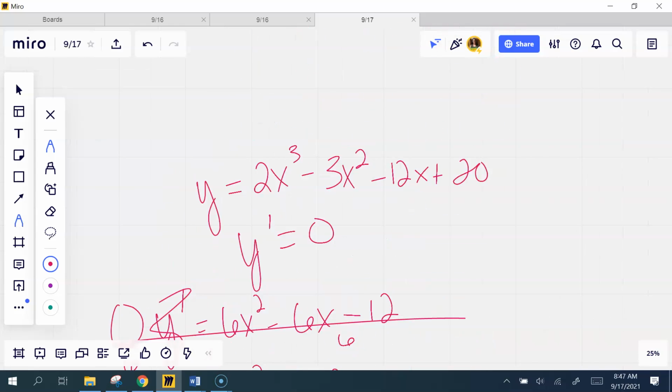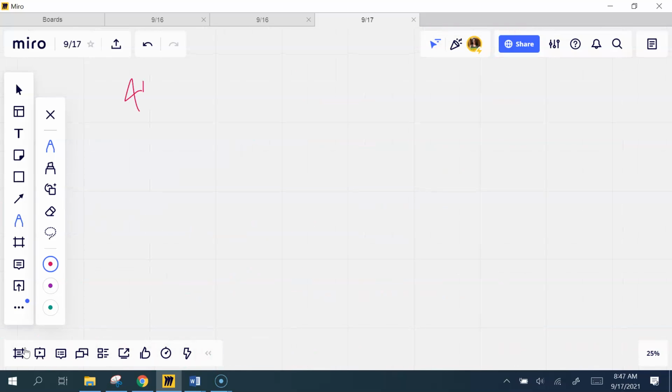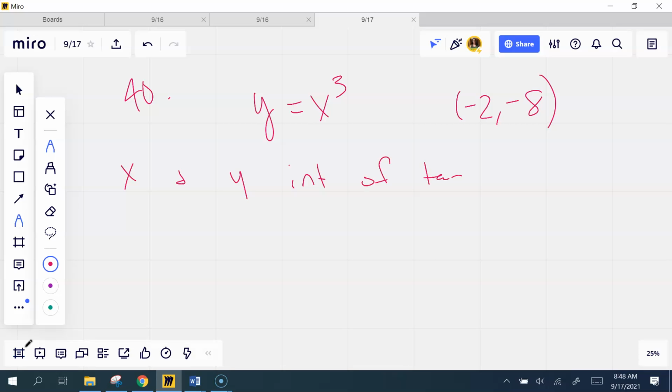All right. Number 40. Find the x and y intercepts of the line that is tangent to the curve y equals x cubed at the point (-2, -8). X and y intercepts. Okay, so the first thing I'm going to do is find the equation of the tan line, because to find the x and y intercepts of the tan line, I need the tan line.